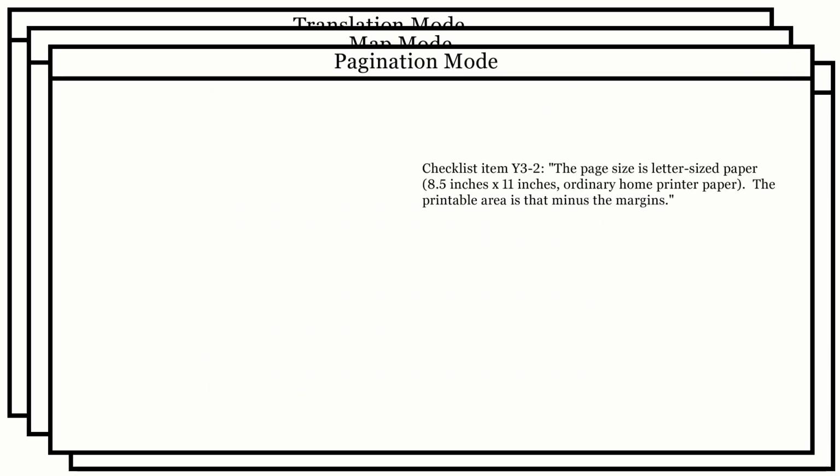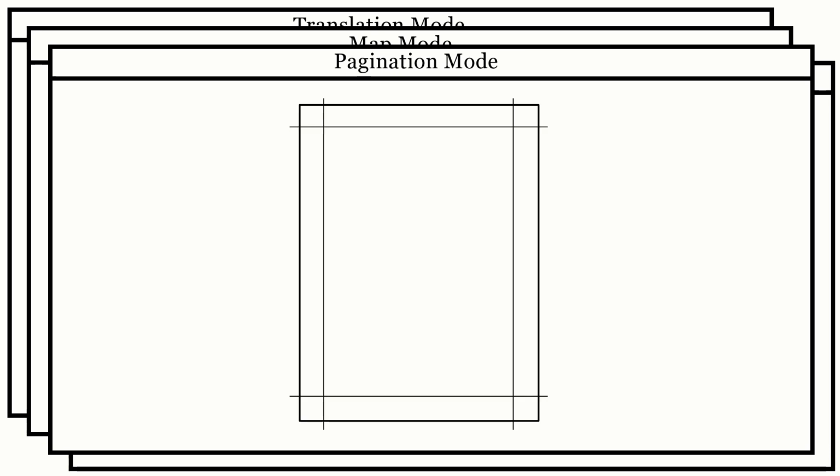Checklist item 3-2. The page is letter-sized paper, 8.5 inches by 11 inches, ordinary home printer paper. The printable area is that minus the margins. The margins are, I don't know, say 3/4 of an inch on the left and right and top and bottom. Assume it's some hard-coded value that can't be changed. And the page size is also hard-coded and can't be changed.